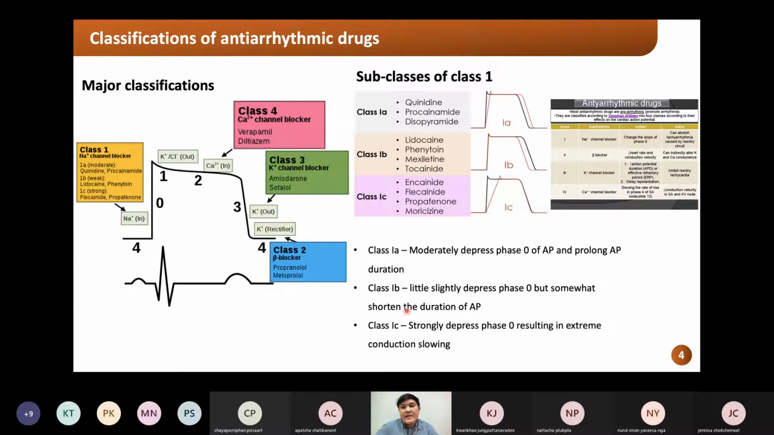And class 1B really slightly depresses phase 0, the phase that has the rapid depolarization, and does not directly block the sodium ion channel. But anyway, it has the ability to shorten the duration of the action potential, as you can see on the graph.